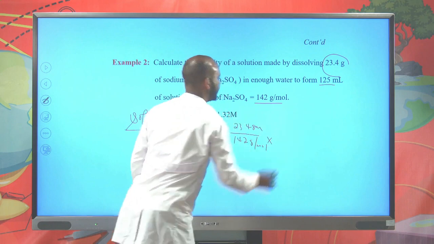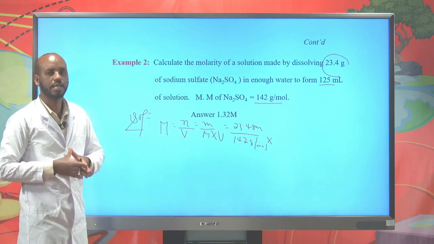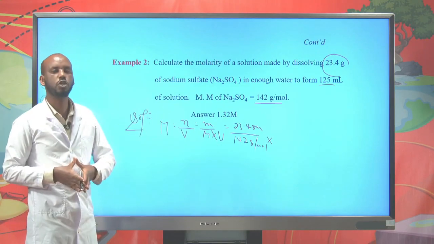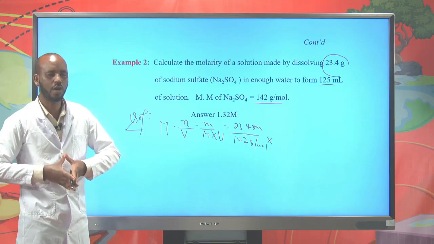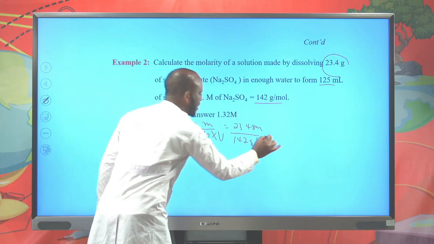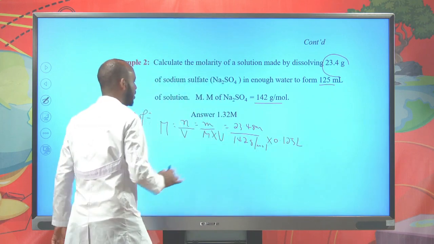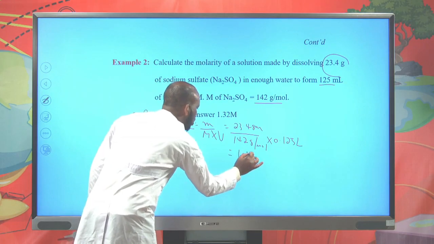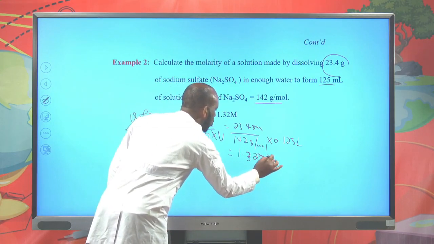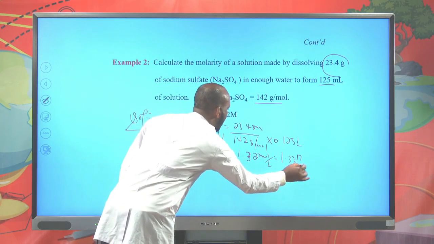125 milliliter is volume of the solution. You have to convert it into liter because the units of molarity is mole per liter, which is known as molar. 125 milliliter is the same as 0.125 liter. This equals 1.332 mole per liter, equal 1.32 molar.